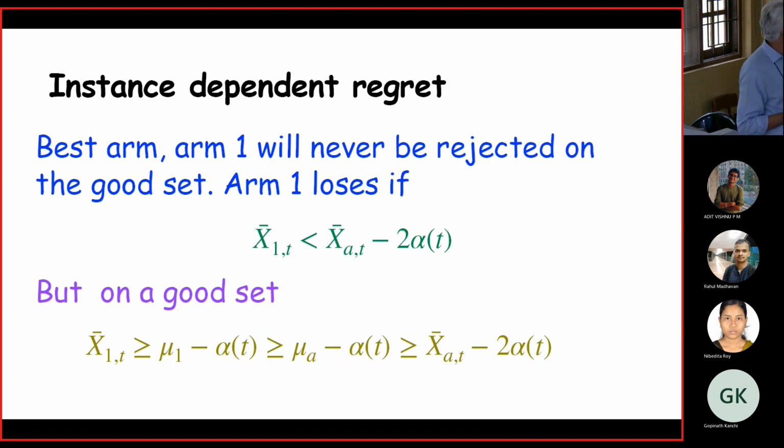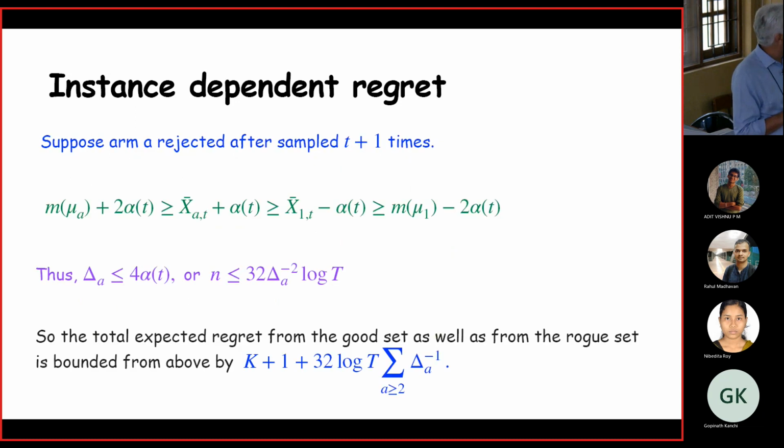So on the good set, arm 1 will lose if x bar 1t was less than x bar at minus 2 alpha t for some t. And only then will it lose. And we know that x bar 1t is greater than or equal to mu 1 minus alpha t, which is greater than or equal to mu a minus alpha t, which is greater than or equal to x bar at minus 2 alpha t. So at least this arm is not going to get rejected, just by design. Any question on this? Okay.